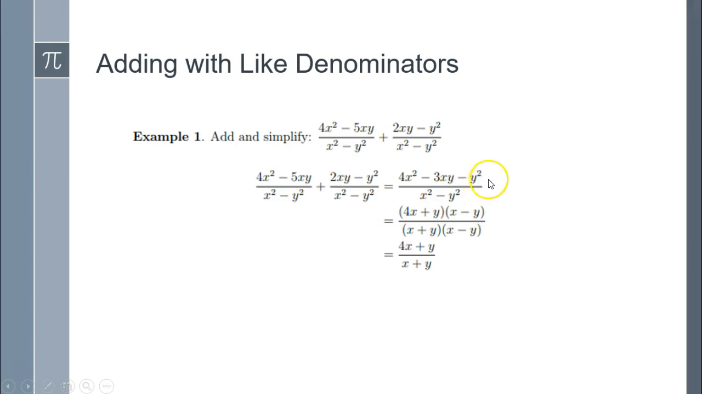And then after I combine the numerators, I would want to see if I could factor the top and the bottom and reduce to simplify. That is one additional step you have to do after you add or subtract. In this case, it does simplify because the top and the bottom, when you factor them, each have a factor of x minus y.